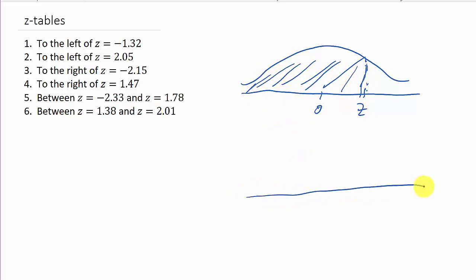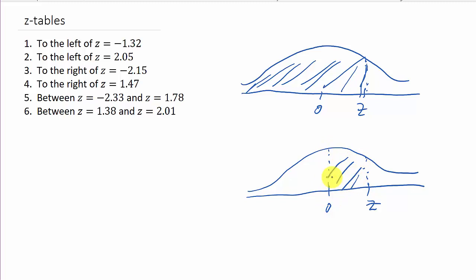And then there's another z-table that some statistics books use. There's your mean 0, and there's your z-value. When you look up this z-value, it gives you the area back to the mean.